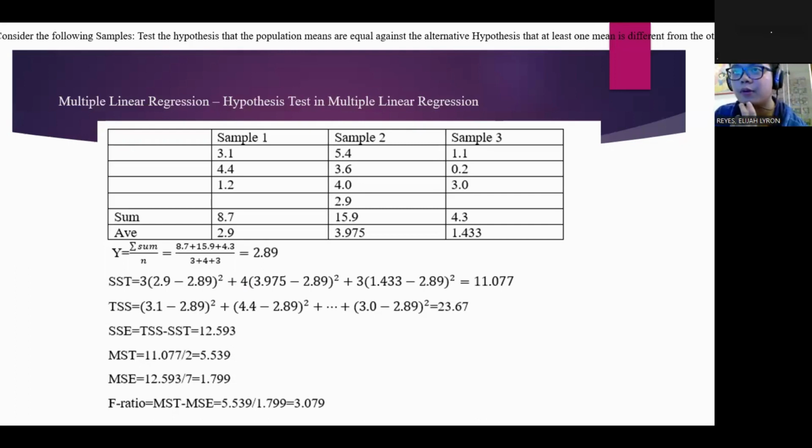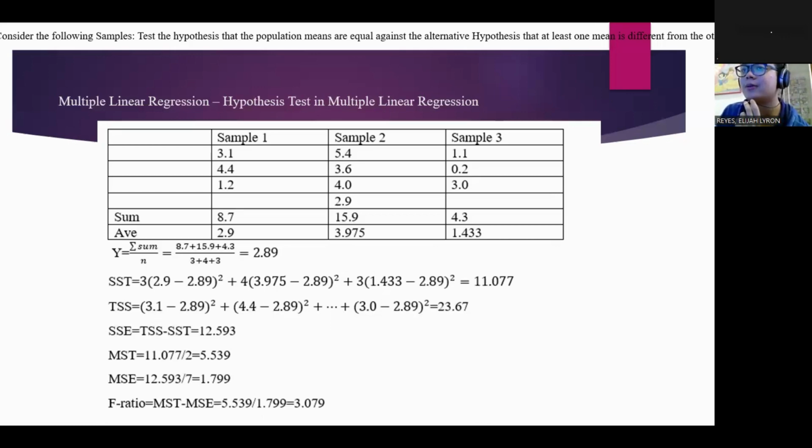So to compute for the y, we use the formula summation of all the sums all over n, which is our number of values. So here we have 8.7 plus 15.9 plus 4.3 all over 3 values in sample 1, plus 4 in sample 2, and 3 values from sample 3, which will yield us a y value of 2.89.